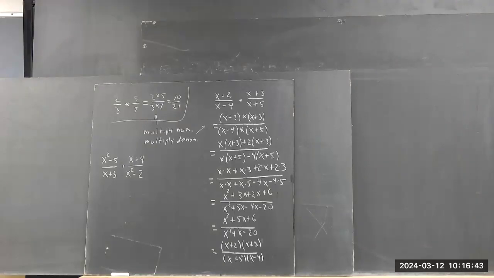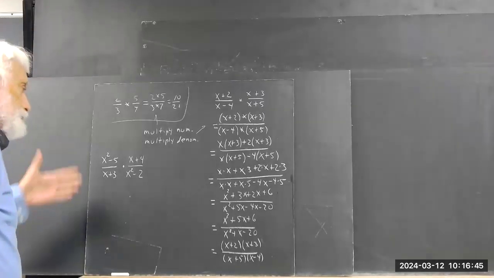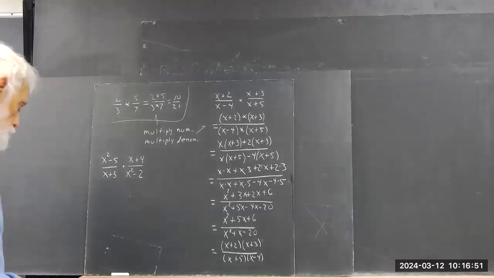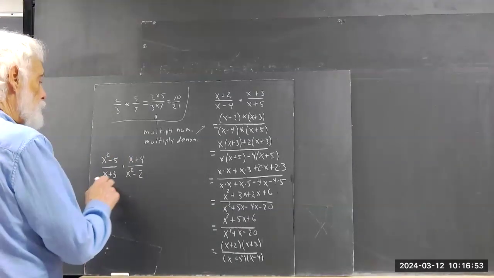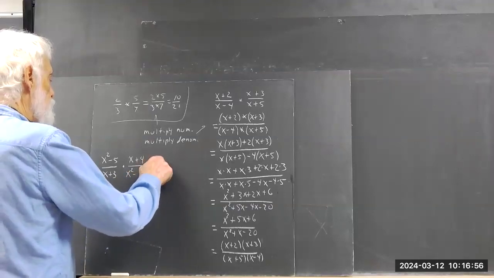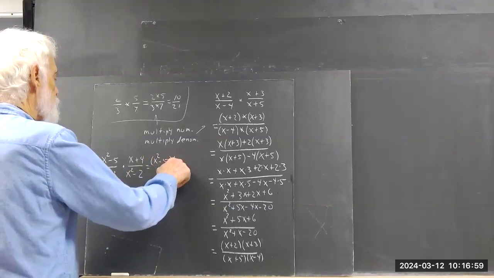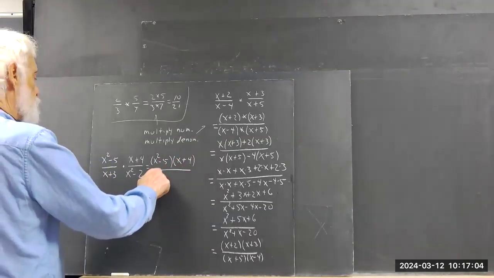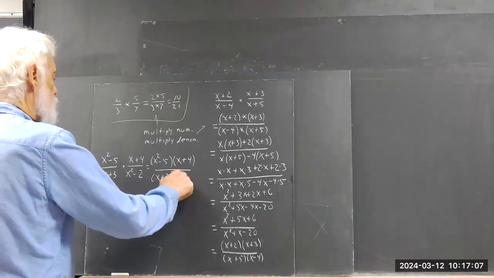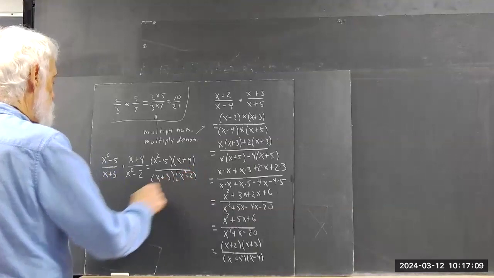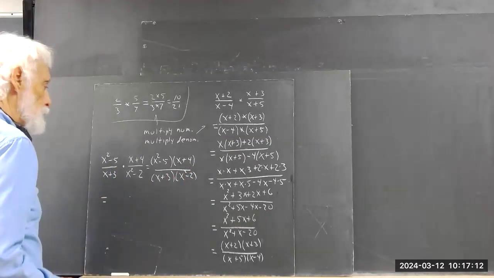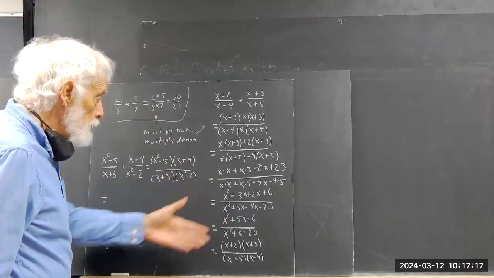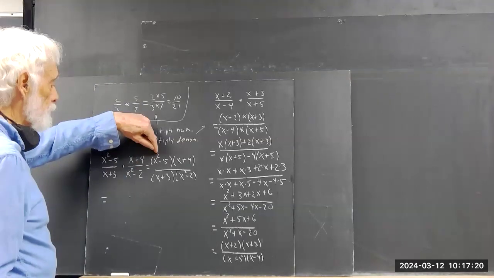Okay, so people got the right idea on this, but you want to be careful you don't do anything that's invalid. Okay, so what this means is you multiply the numerators and you multiply the denominators. It's going to give you x squared minus 5 times x plus 4 over x plus 3 times x squared minus 2. Well, it's going to be a little more complicated, but we're going to use the distributive law.